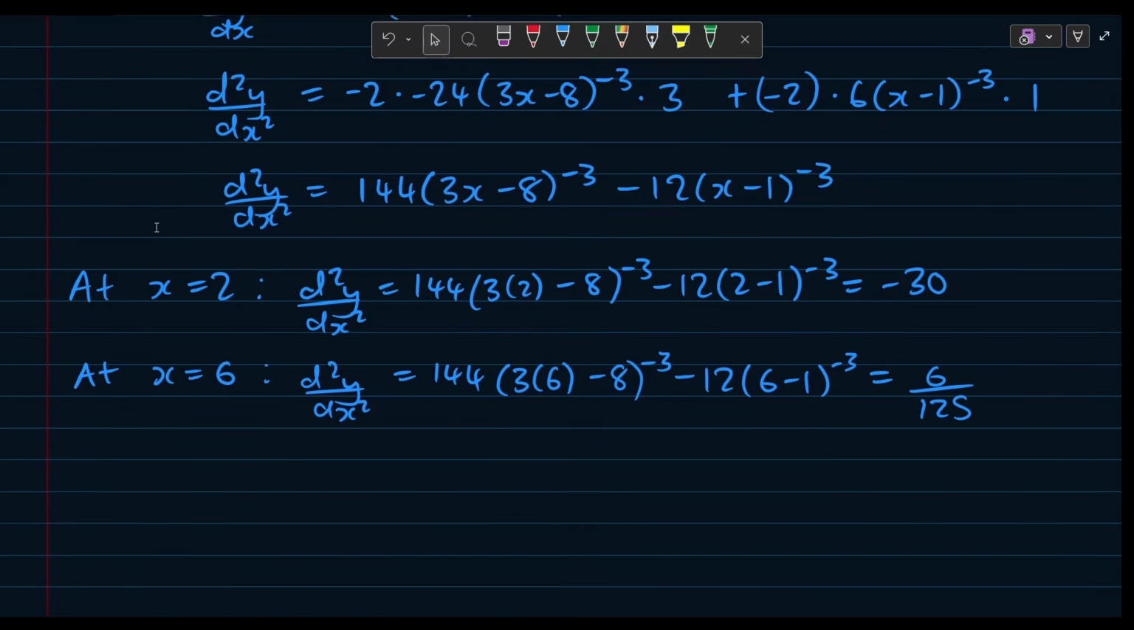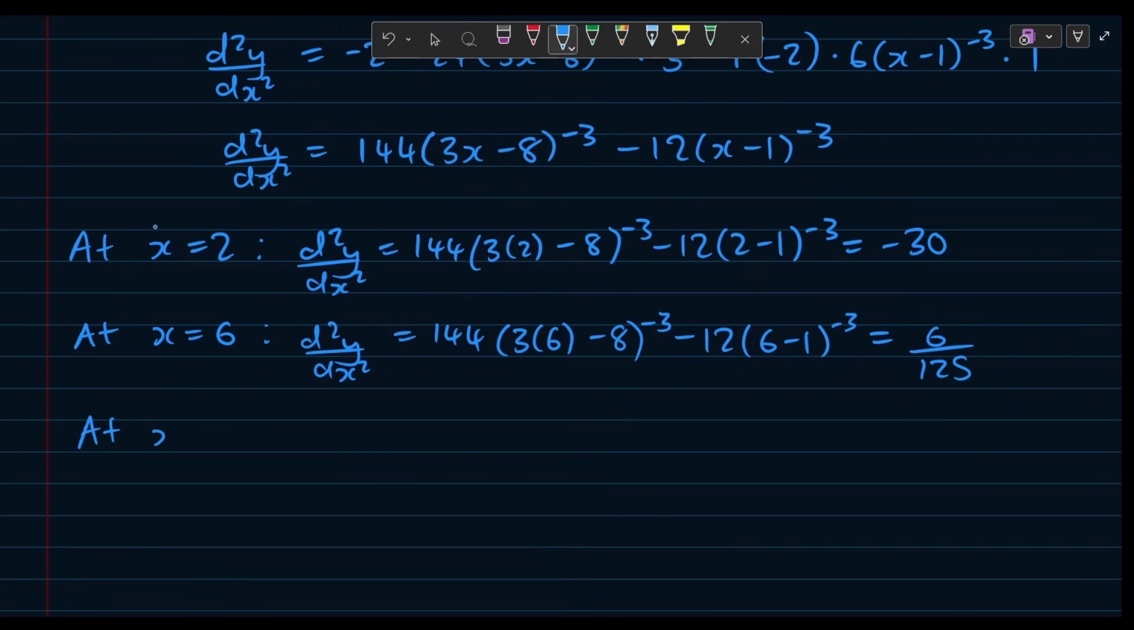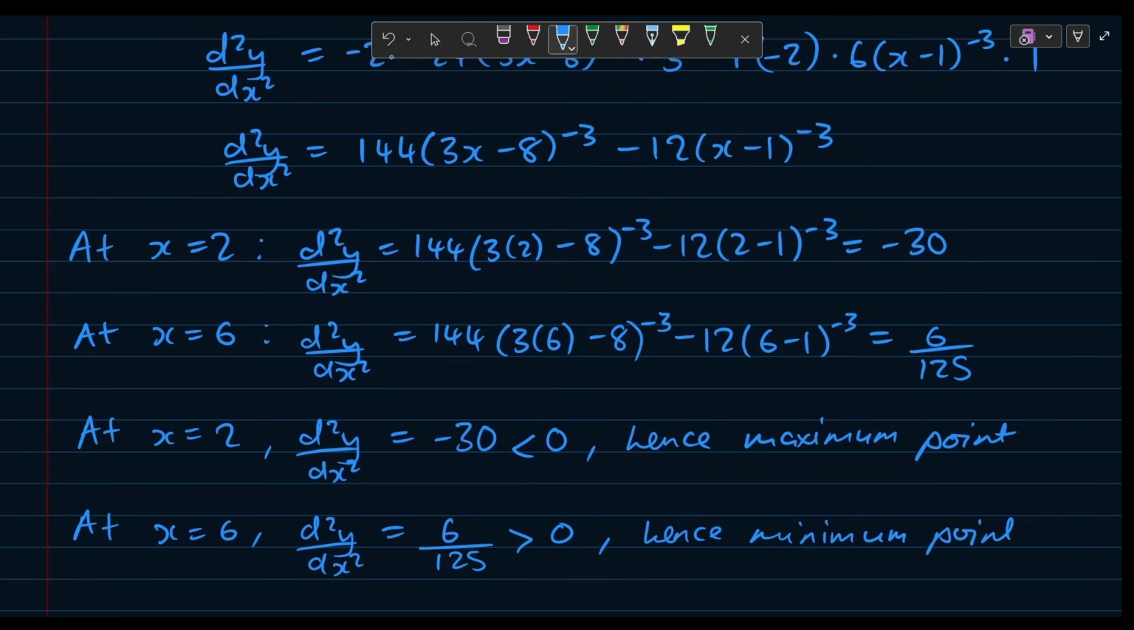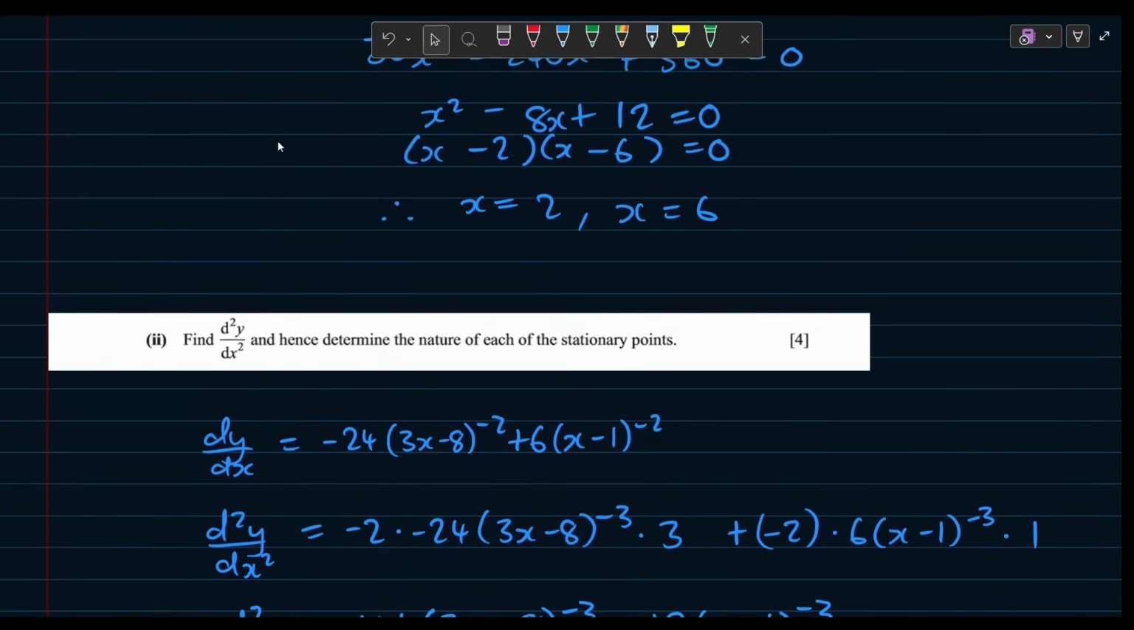And so now let's make our conclusion. At x is 2, our second derivative is equal to -30, which is less than 0. Hence, this is a maximum point. And at x is 6, our second derivative is 6 over 125, which is positive. Hence, this is a minimum point. Okay. And that would be our final answer.